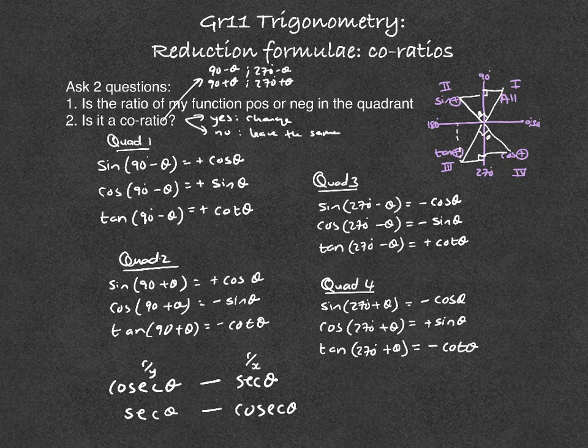Right, and sec theta is r over x, same story, so that will become r over y, and that is cosec theta. Okay, again, does it have a co? Yes, take it away then. That's what the co-ratio does. Or if it doesn't have a co, you give it a go. Co. All right.